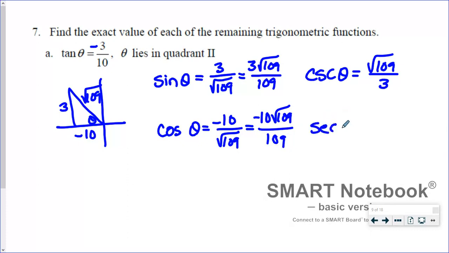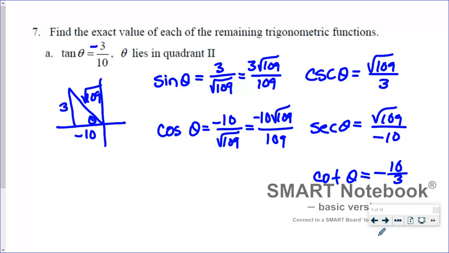And secant, of course, is just the reciprocal of that. Again, flip the pre-rationalized to get the square root of 109 over negative 10. Tangent they gave us, so we don't have to find that. But cotangent, we just flip what tangent is. So negative 10/3. Done.